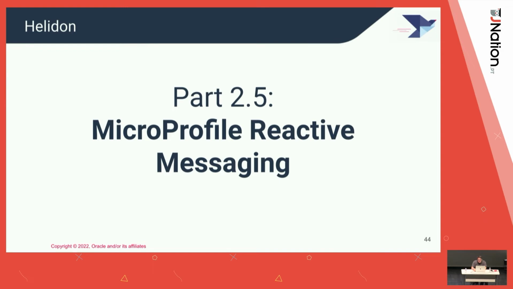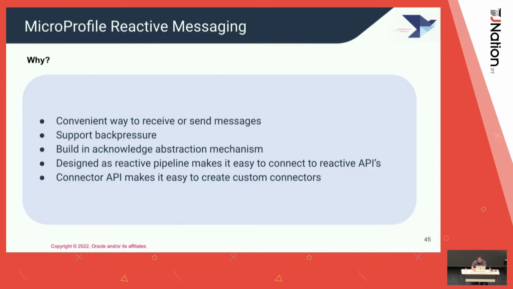As I said, with reactive messaging, a new project was actually formed called MicroProfile Reactive Messaging, as once again the idea was to reactively send and receive messages with back pressure support. And of course, there should be an acknowledgement abstraction mechanism to say, okay, is the message received or not? Should we do something with the back pressure or not? And it is designed as a pipeline, so you can easily connect different APIs there.